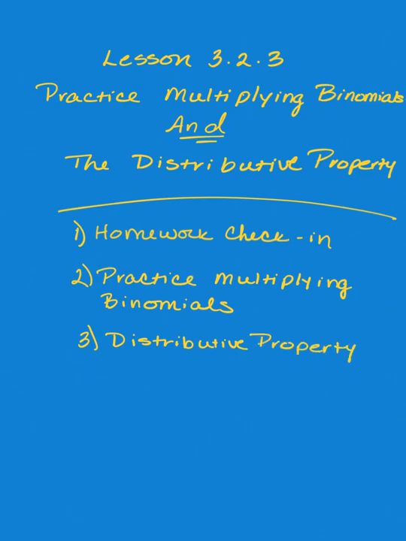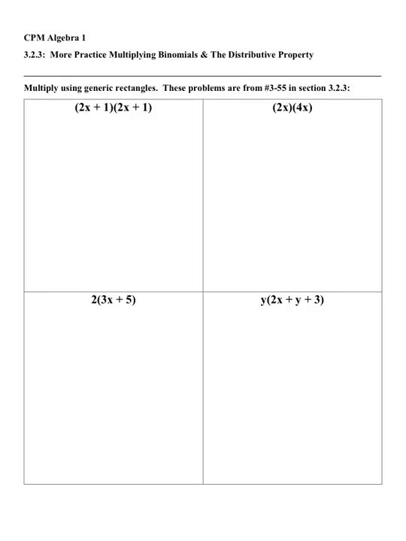Okay, let's get started. In the last notes video from this week, I worked through the first four problems in problem 3-55 with you. That was parts A, B, C, and D. We ended the last lesson with that. So what I'm going to do now is work through the last four problems from problem 3-55 in section 3.2.3. It's more practice using these generic rectangles to multiply binomials.